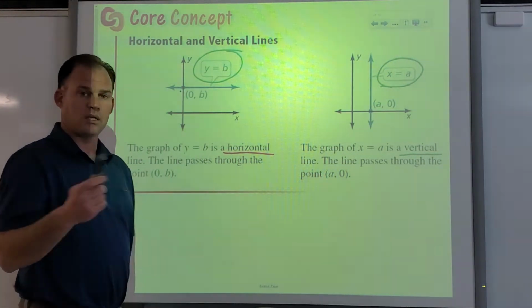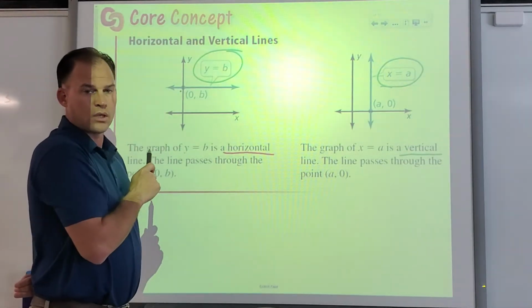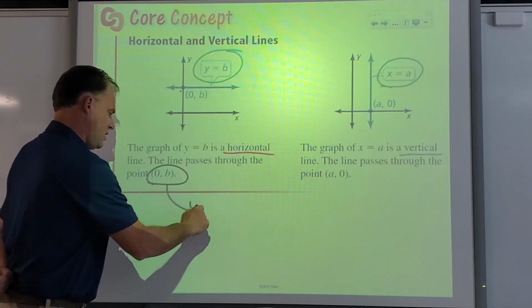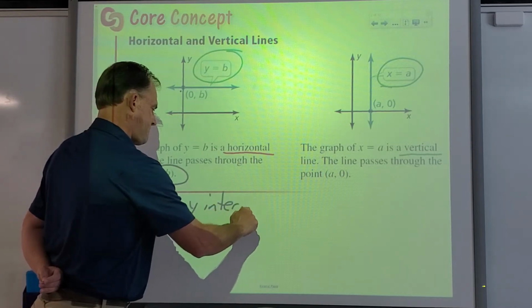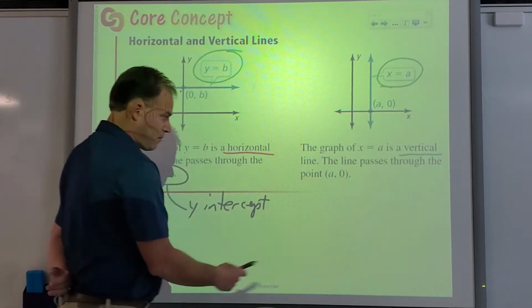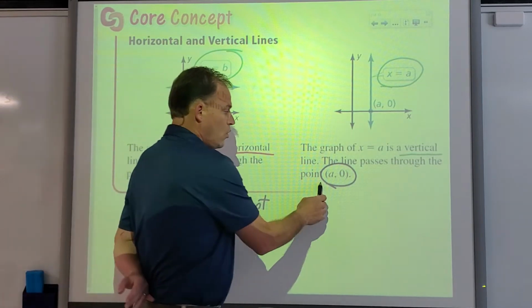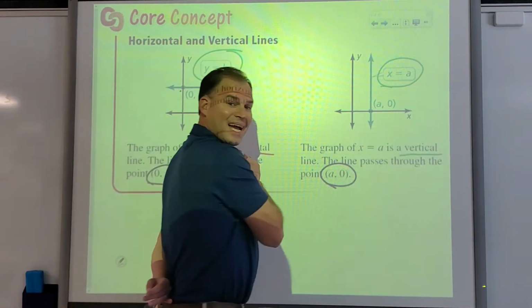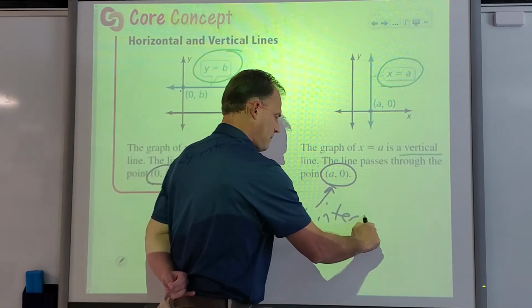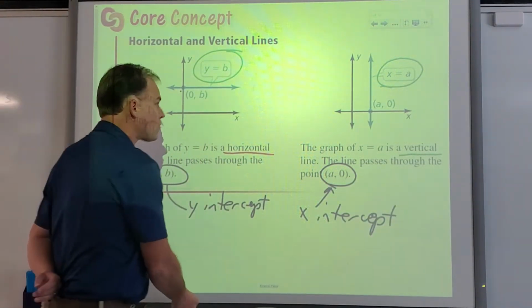This right here is going to lead to the rest of this conversation. This would be the y-intercept. So this right here passes through the point 0, b. The y-intercept is equal to that number. Also, if you have a vertical line straight up and down, it's going to pass through something on the x-axis, and this point is the x-intercept.